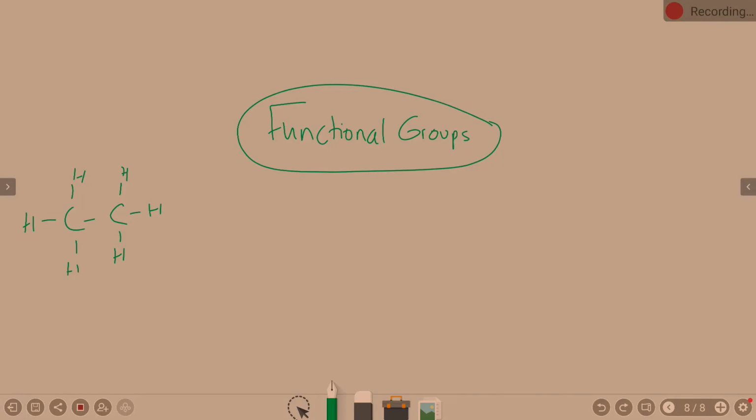Functional groups is basically what makes the molecule react. So we're starting off with an ethane. Ethane is just made up of a carbon and a hydrogen in a single bond. If I ask you, is this molecule polar or non-polar, what would you say?